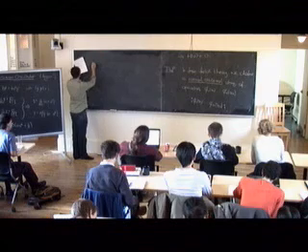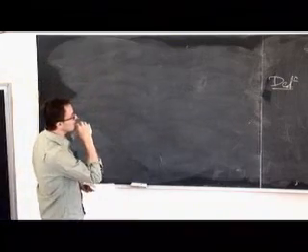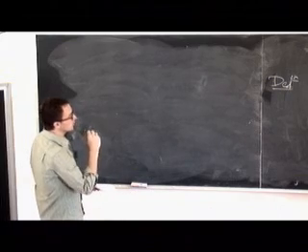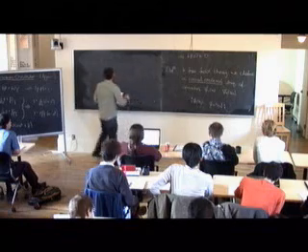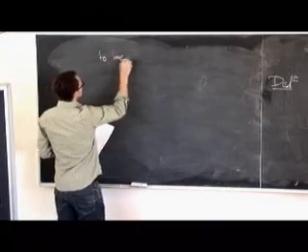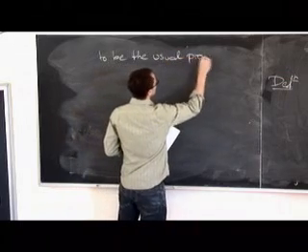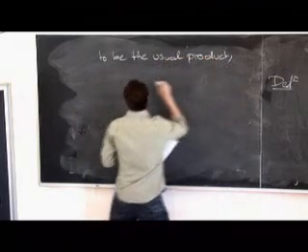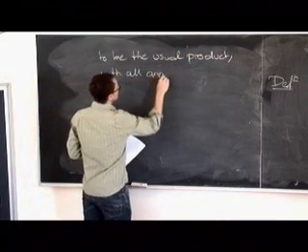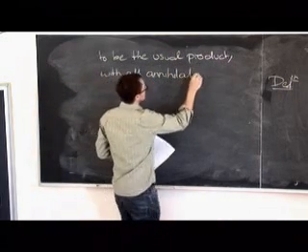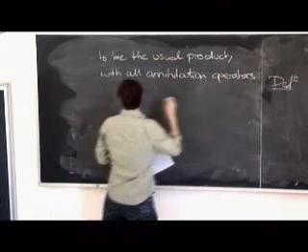And what this means is, let me just make sure my grammar's right. In free field theory, we define a normal ordered string of operators. We write it like this to be the usual product with all annihilation operators moved to the right.